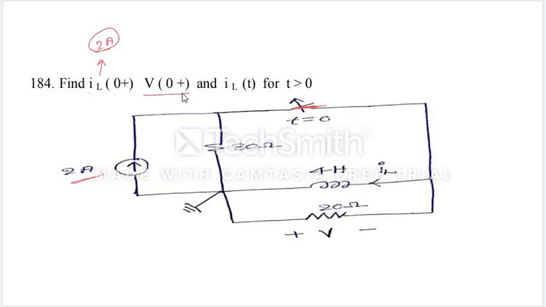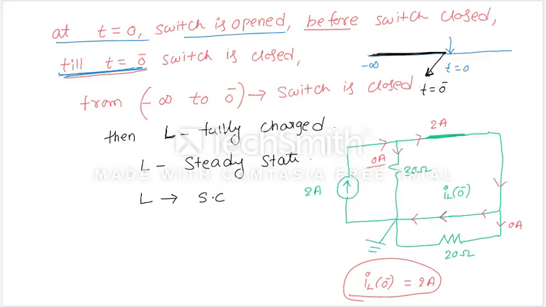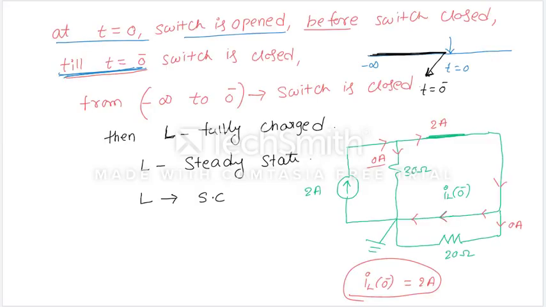Next, V of 0 plus means what? I want the voltage across this element at t equal to 0 plus. Now, let us draw this network at t equal to 0 plus. When I did a switching action at t equal to 0, t equal to 0 minus is just before the switching action. 0 plus is immediately after the switching action.